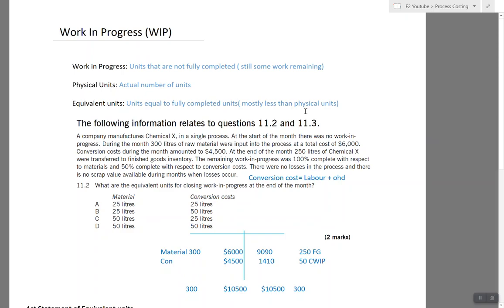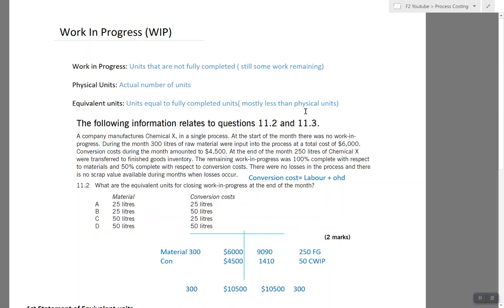But sometimes in the production process, units are not completed, so there is still some work remaining, so work is in progress. Work in progress are those units that are not fully complete, those units on which work is still remaining. And then we have physical units. Physical units are the actual number of units.